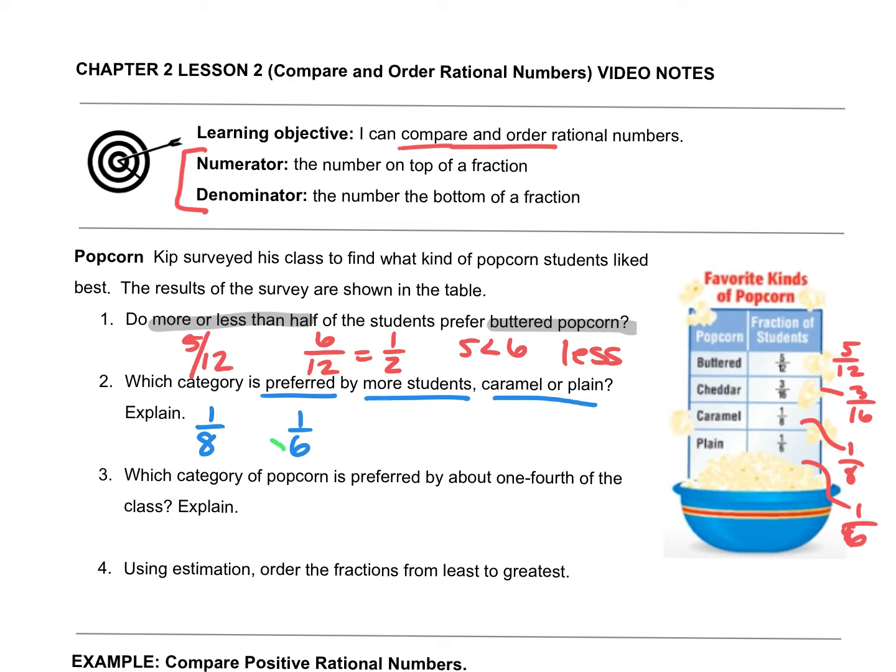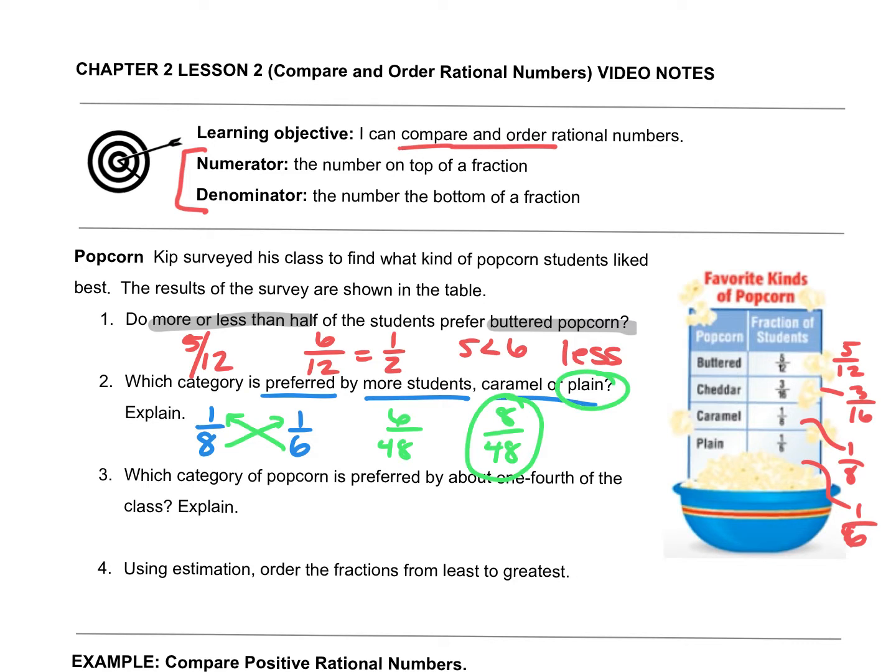So what I know, though, is if I multiply across, this is 6 and this is 8. So if these were equivalent fractions, 6 out of 48 people compared to 8 out of 48 people would prefer that. So we know that the 1/6, that plain, is more. So more people prefer plain.